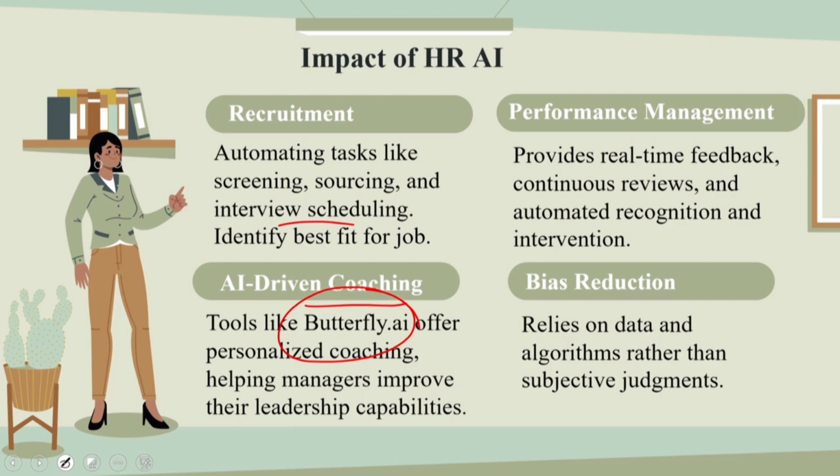Now let's look into bias reduction. We have categorically established that there is a possibility of bias when the human element comes into the picture. AI helps eliminate human bias in various HR processes such as recruitment and performance assessments, by relying on data and algorithms rather than mere subjective judgment. So this is where you are becoming more objective with the help of AI.